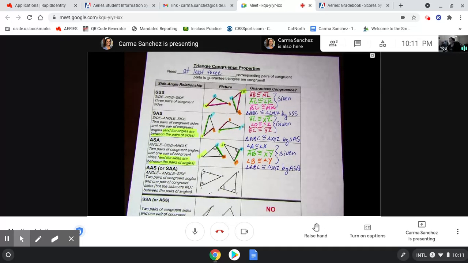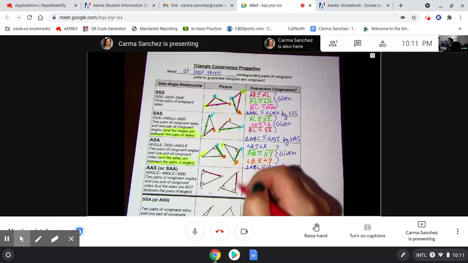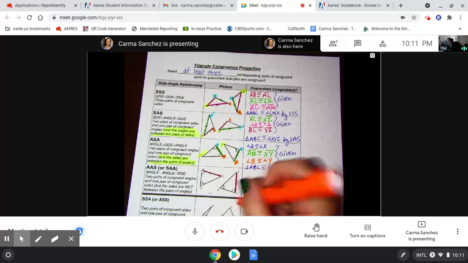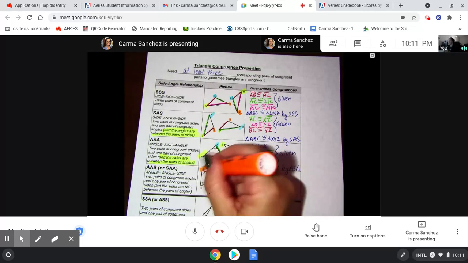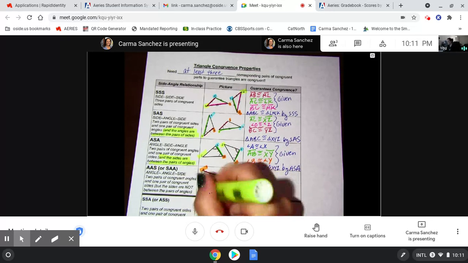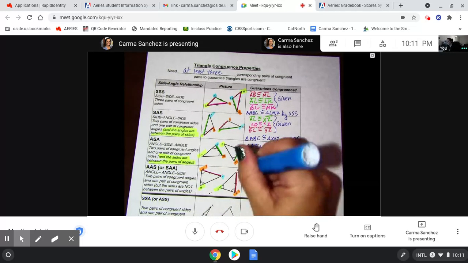So here's my one side. I'm going to use red. And then here's one angle. Angle Y has one slash. Angle A has one slash. Angle B has two slashes. Angle Z, those are corresponding. And finally, C is corresponding to X.